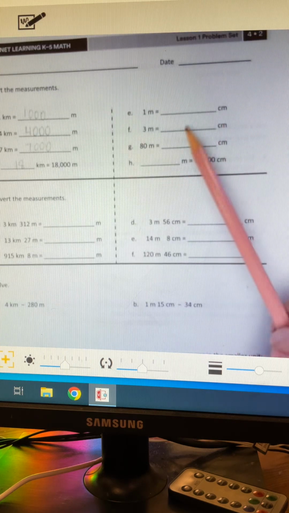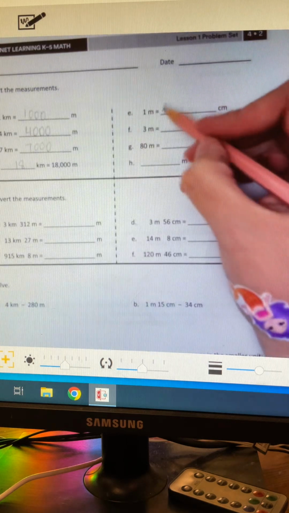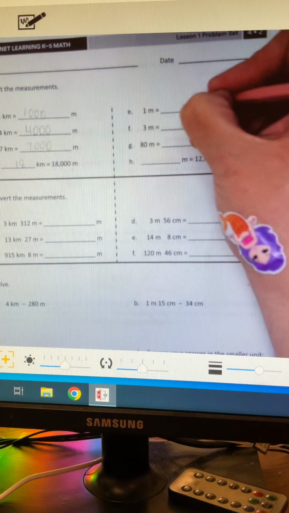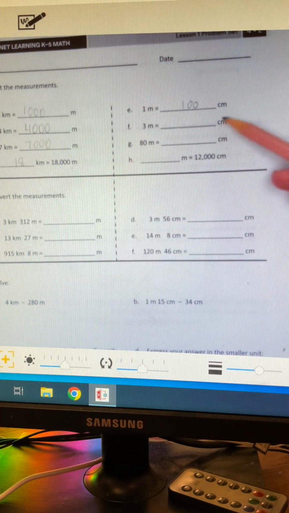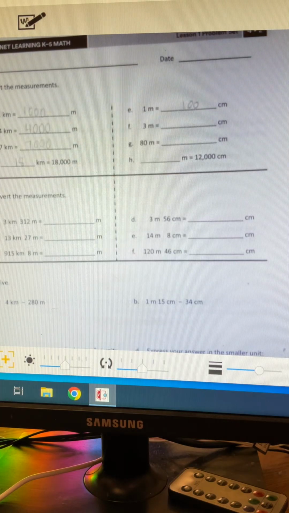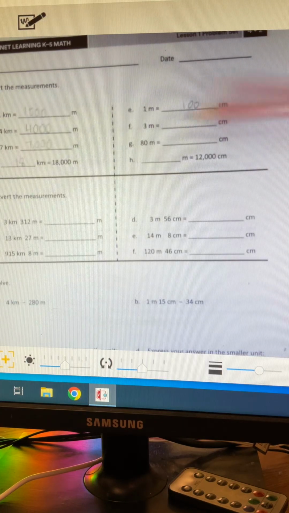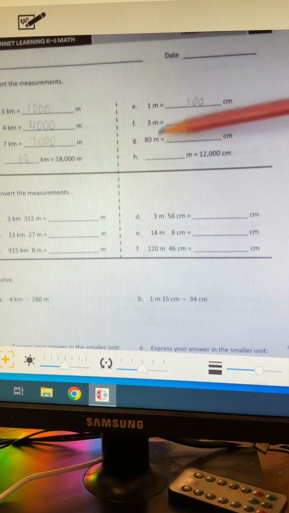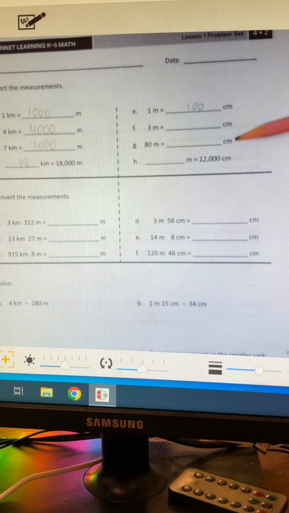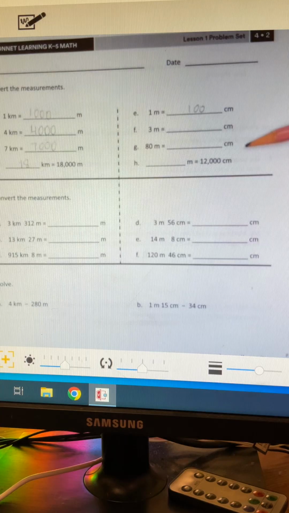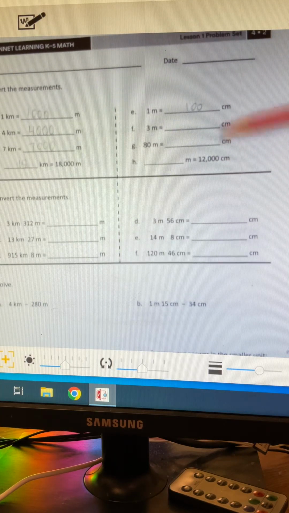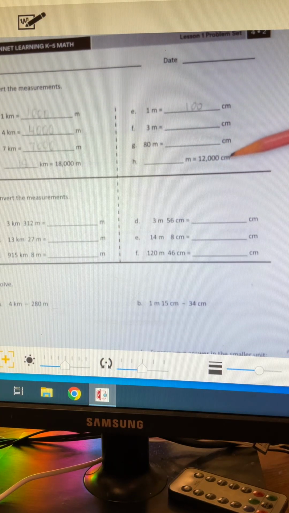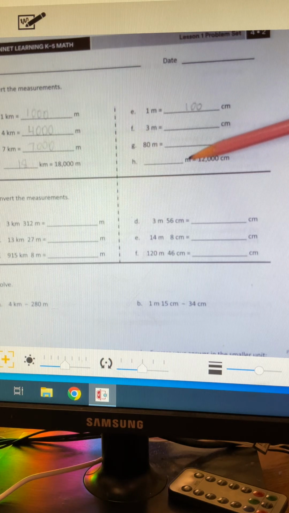Okay, now it's your turn. We're going to work with centimeters. I'll do the first one. 1 meter equals 100 centimeters. You guys finish the rest. Three meters equals how many centimeters? 80 meters equals how many centimeters? If that's true, then 12,000 centimeters is equal to how many meters?